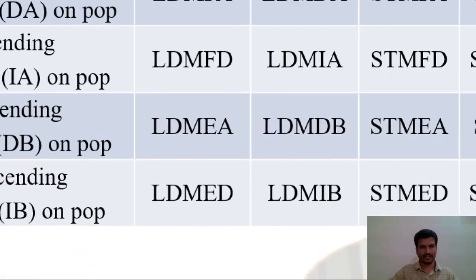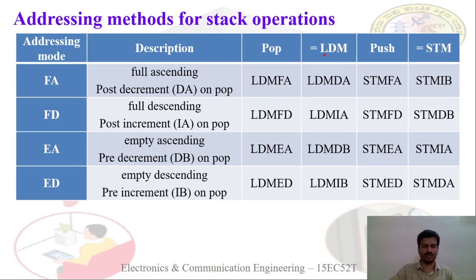Next, consider the different addressing modes for stack operations. As I told, ARM does not support any hardware stack. So a software stack can be implemented using the LDM and STM instructions. For stack operation, the base register is usually the SP, the stack pointer, that is the R13 register. There are 4 addressing modes available for stack operations: FA, FD, EA, ED.